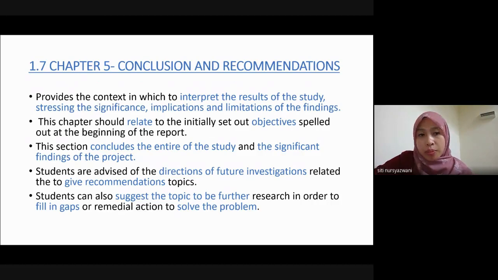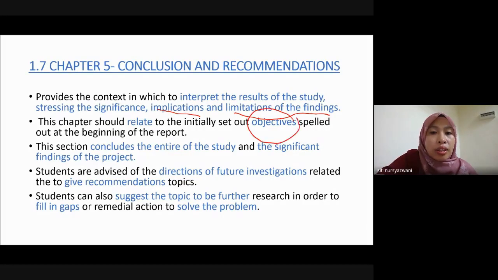So dalam conclusion ni pula, it's actually provide the context in which interpret the results of the study and stressing the significance, implication, limitation of your finding. So this chapter should relate to initially you set out your punya objektif. Apa yang objektif tu? Conclusion tu capai ke tidak objektif yang you buat dalam you punya research project.